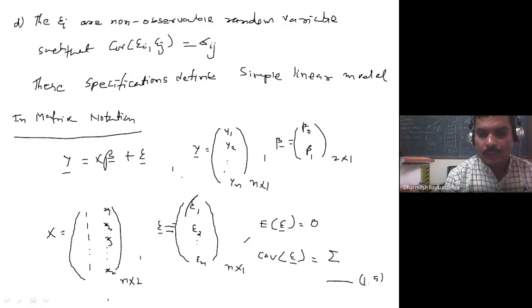So we usually assume that the expectation of epsilon is 0 and the variance of epsilon is a variance covariance matrix sigma. But suppose in the same model, instead of a simple linear model, you can have more than one variable in the model. So you can also write the general linear model in the following way.